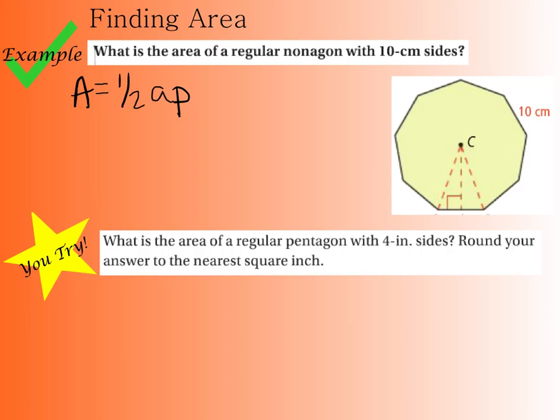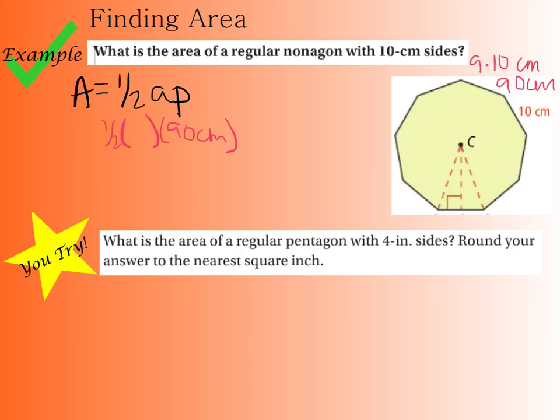So at this point in time, we can determine what our perimeter is, because we have 1, 2, 3, 4, 5, 6, 7, 8, 9 sides. Each of those 9 sides measure 10 centimeters. So 9 times 10 centimeters, I know that my entire perimeter is 90 centimeters. So I can plug that value in. I can bring my 1/2 down. But I don't know what my apothem is, and this is where trigonometry comes in.